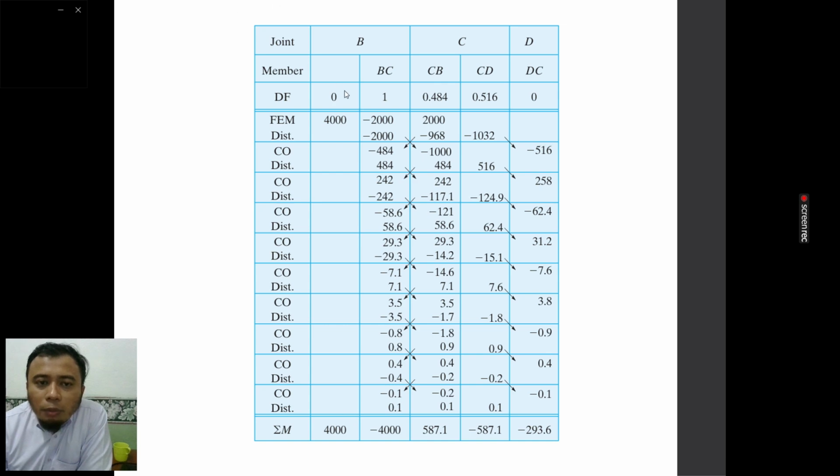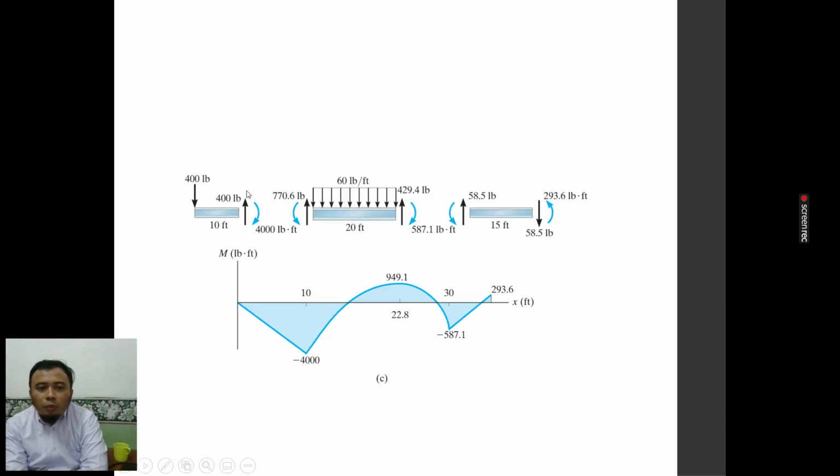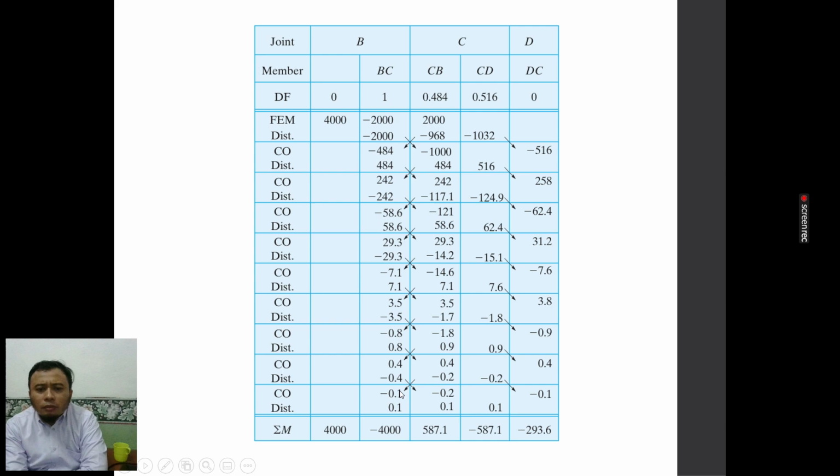So you sum up, you get 4000 here, and sum this up, you get negative 4000. Sum this up 487.1, sum this up negative 487.1, and then sum DC, you get 293.6. So these are the moments at your joint. So based on these moments, you can draw your free body diagram. So you have negative 4000 here.